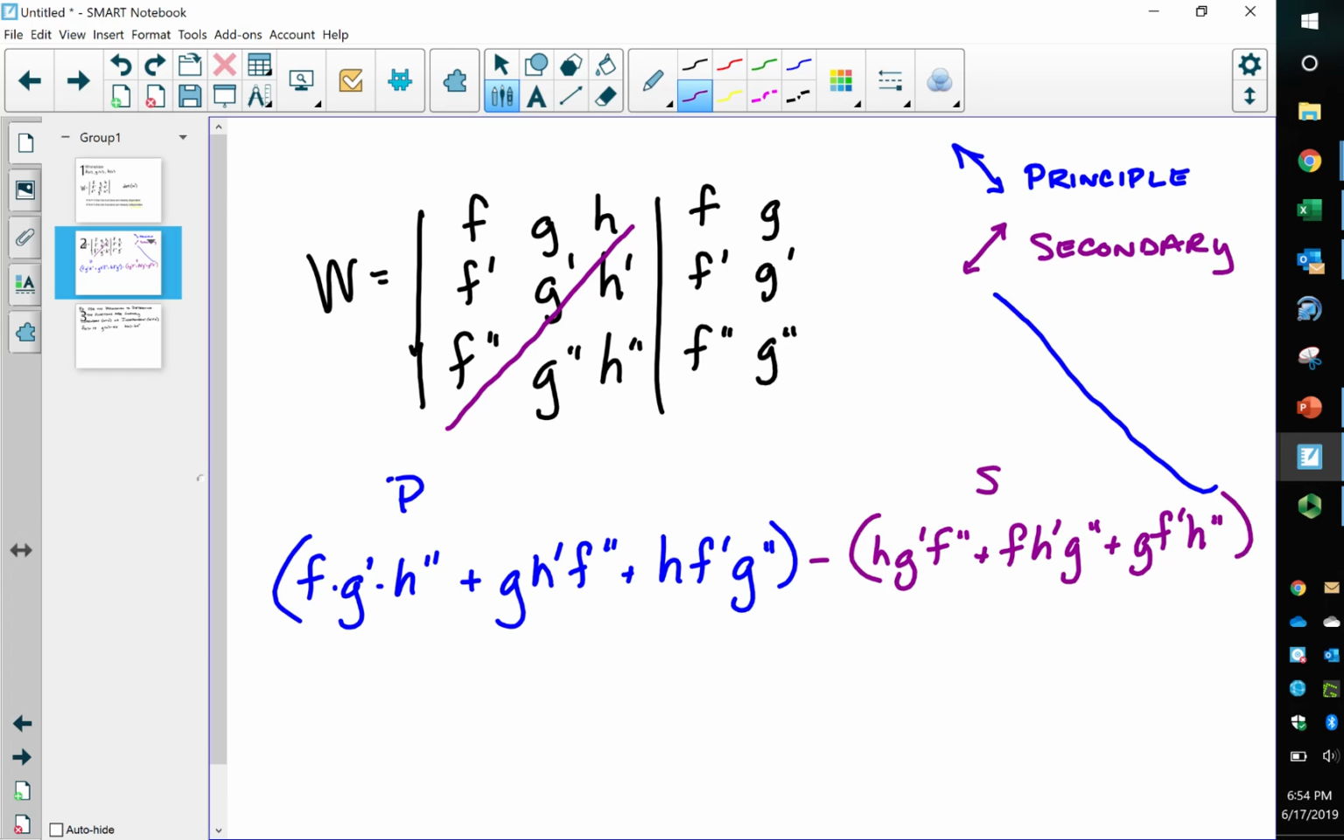Okay. Then when we take all three of our principal values and add those together, all three of our secondaries and add those together, the value that we get in the end is the value for our 3 by 3 determinant. So we're looking to see, is that equal to 0 or not?